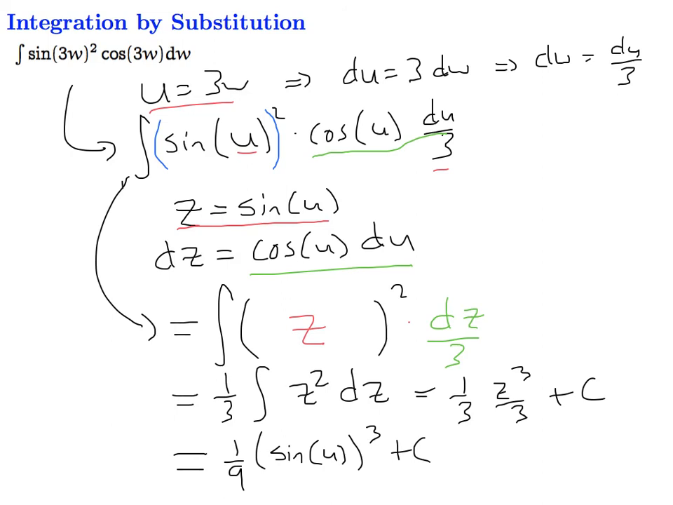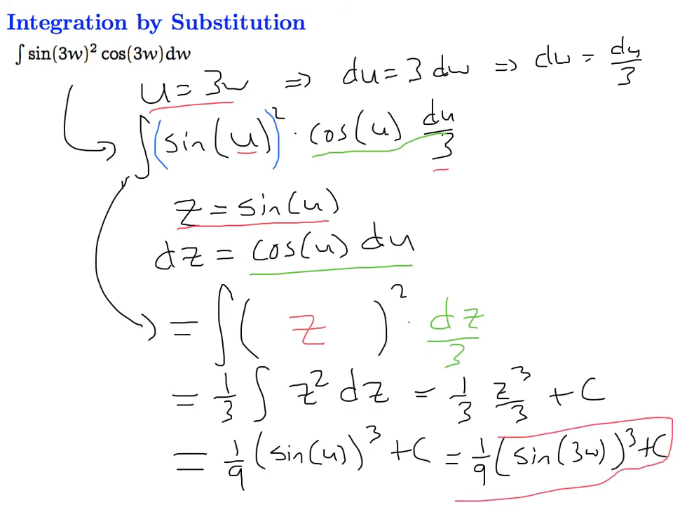But I'm not done. My original variable was w, so I've got to do one more step back. And I can replace this with 1/9 sine of 3w cubed plus c. So here's the key: I want to get back into w form all the way at the end. While I did two substitutions here, I eventually got to a better place. Each substitution made the integral a little bit easier to solve.